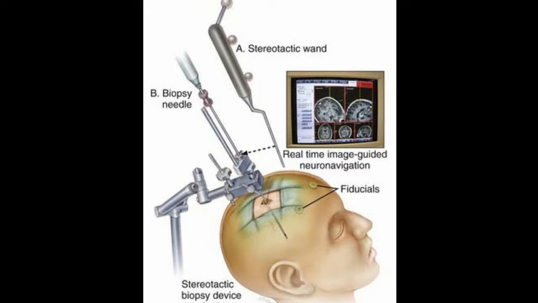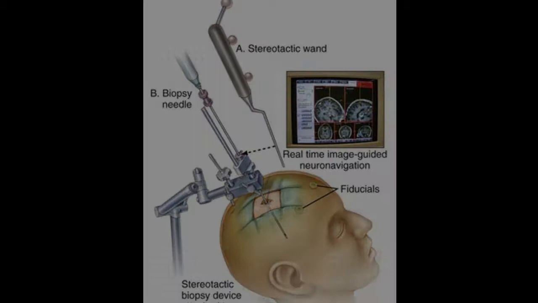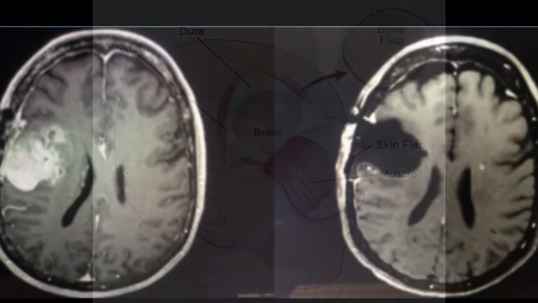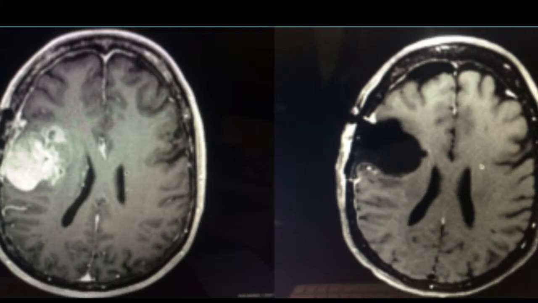And once that diagnosis is definite, treatment may begin. Starting with surgery, part of the skull will be removed to give the surgeon access to the brain. From there, they will try to remove the majority of the affected tissue. Another surgical option includes radiosurgery.